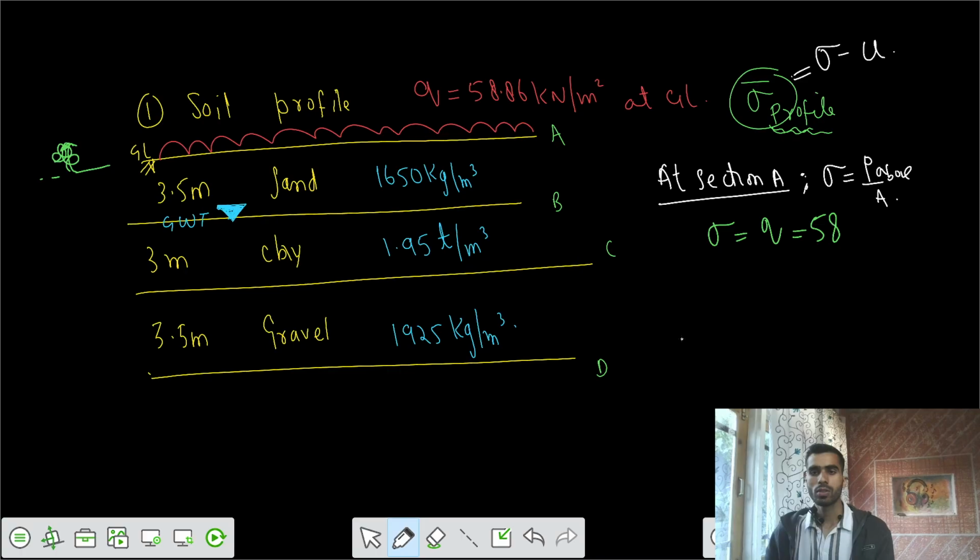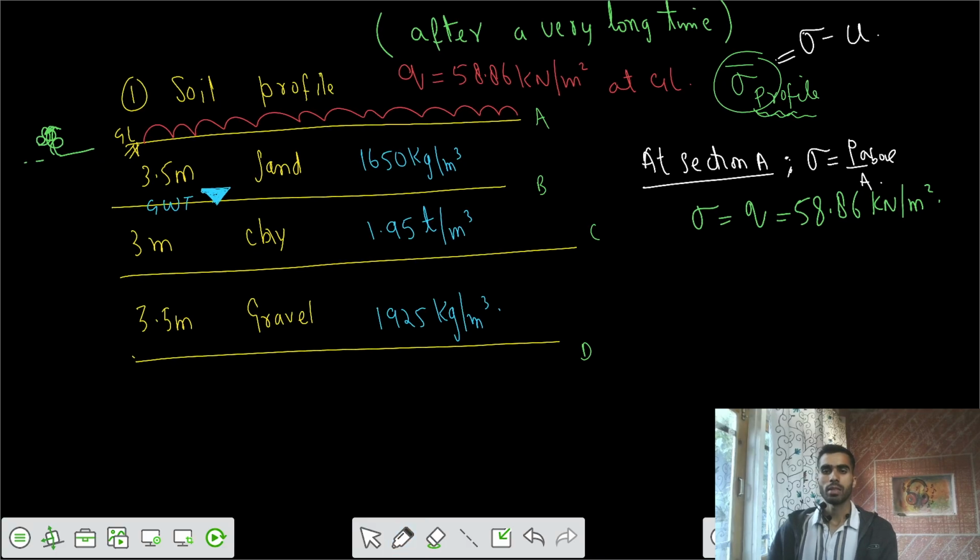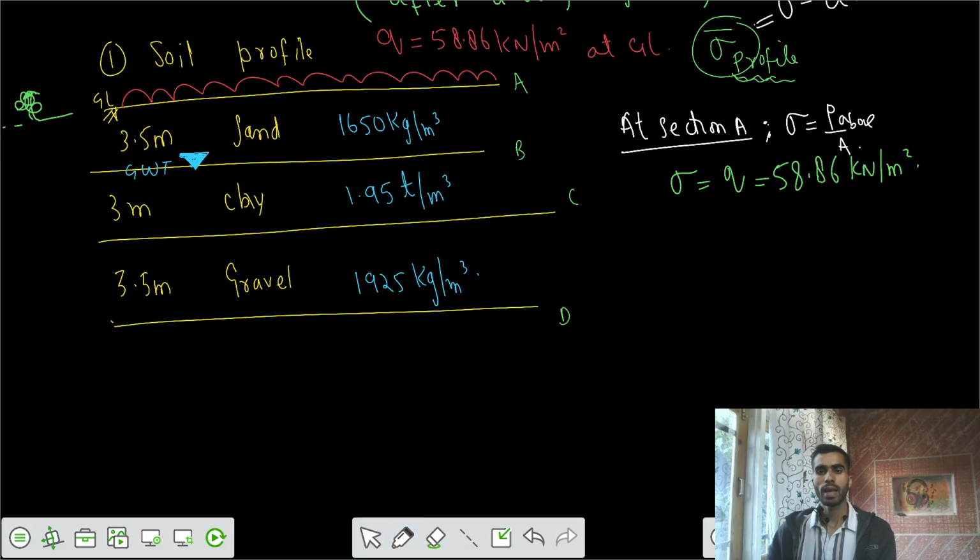So I would write that the total stress at point A is 58.86 kilonewton per meter square. This stress is because this load is applied, and we are calculating after a very long time. This surcharge is already placed on the soil from a very long time, already placed at that site. So your total stress is 58.86 at section A.